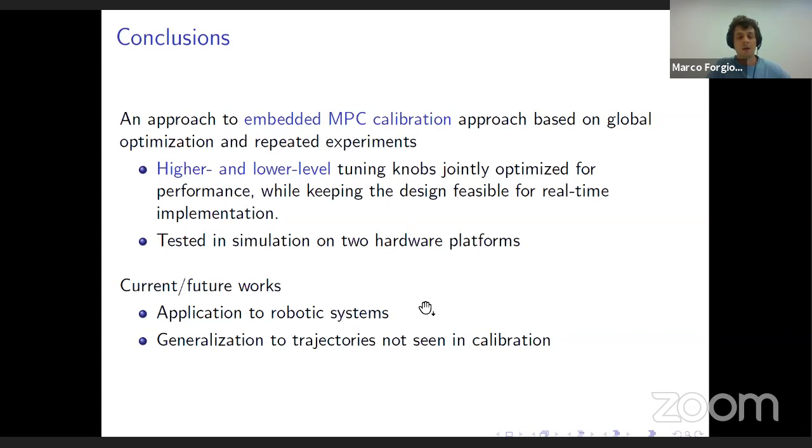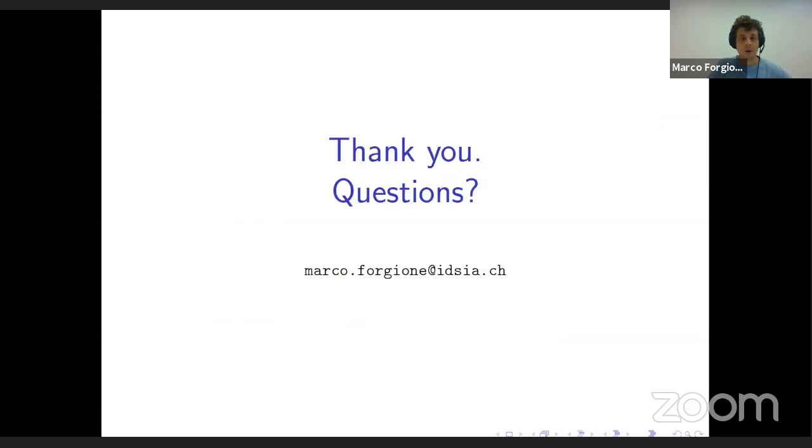We have some applications in robotics going on. And also we are trying to understand, this is related to a question in the previous talk, how good is the generalization when the trajectory changes from calibration to the final use. So how well the parameters that we learn on one trajectory work for a different trajectory, and whether we can learn a parameterized solution that is valid for a number of trajectories. And this is the end of my talk.